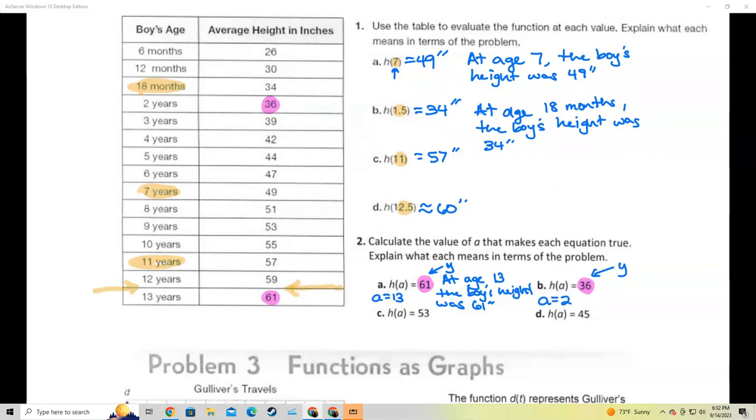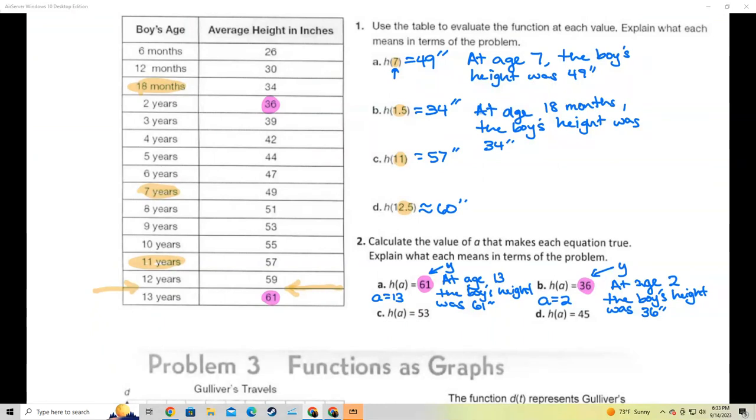So we are going to say, as far as our sentence is concerned, at age 2, the boy's height was 36 inches.